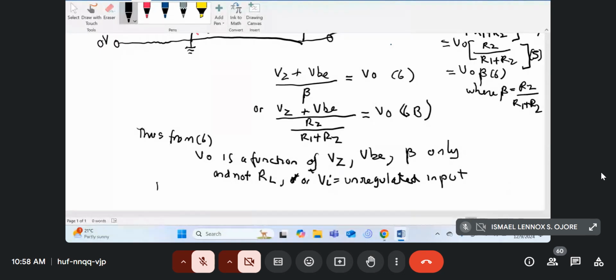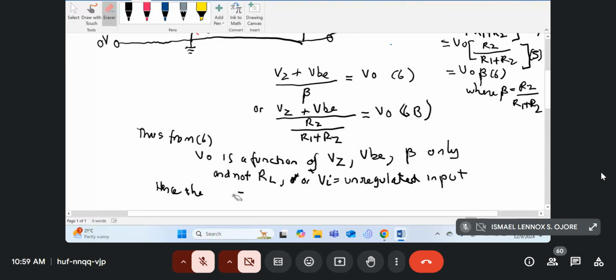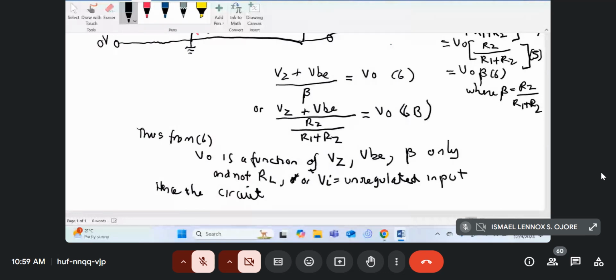So we can say, hence, the circuit functions as a voltage regulator.